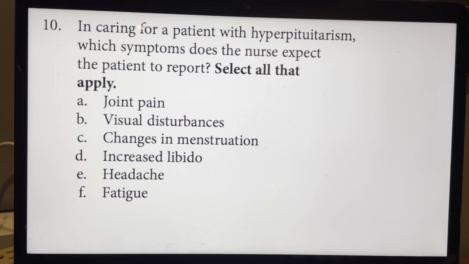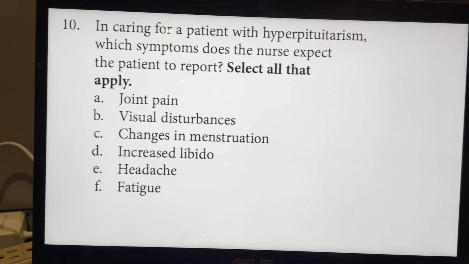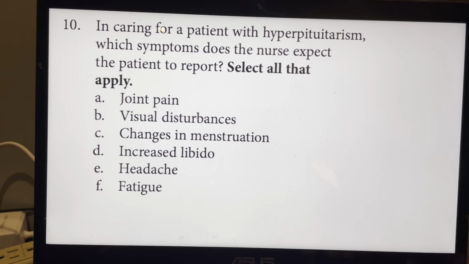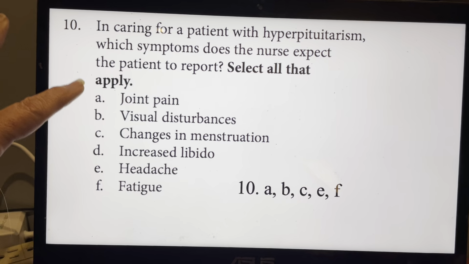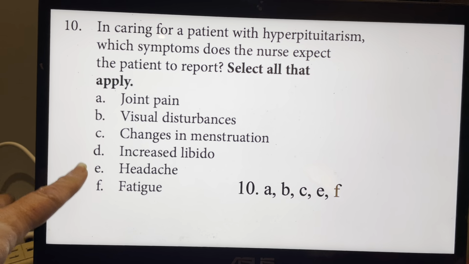Your pituitary gland. You may want to pause it and pray about it, but here we go. 3, 2, 1. A, B, C, E, and F.